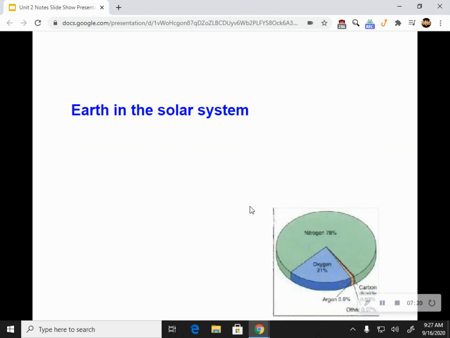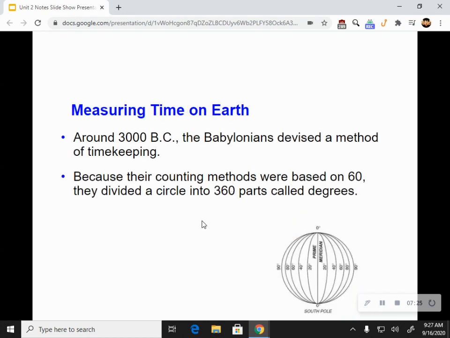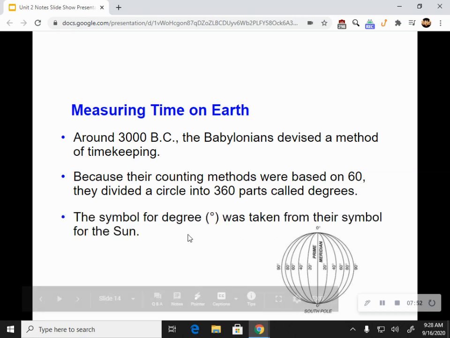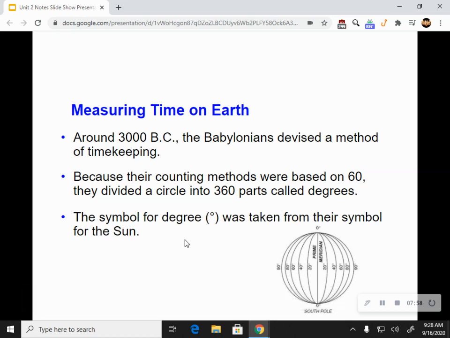So based on orbits, we have created a method of timekeeping. The Babylonians started 3,000 years ago. And because it is based on 60, they divided a circle into 360 parts called degrees. So now they basically created the spherical idea, or how a circle is put into degrees. So degree, of course, is that symbol.